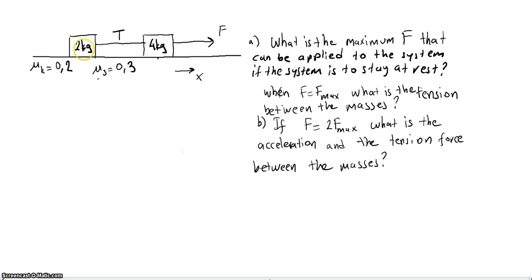Okay, in this problem we have two blocks, two masses, which are connected by a string. One is 2 kilograms, the other is 4 kilograms. The 4 kilogram block is also pulled by an external force F, and we also have friction forces acting on the blocks and the ground surface.